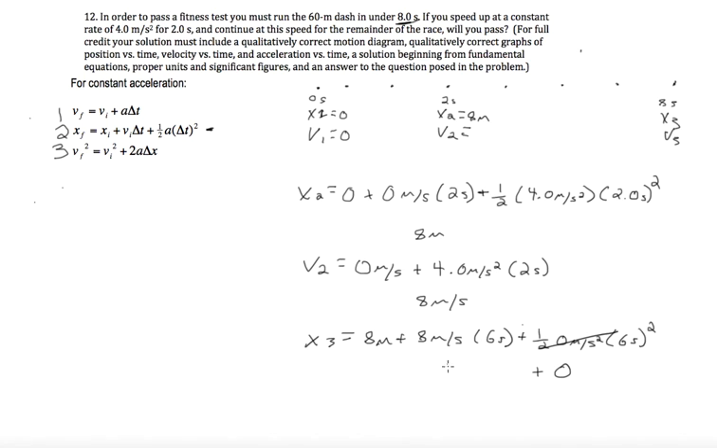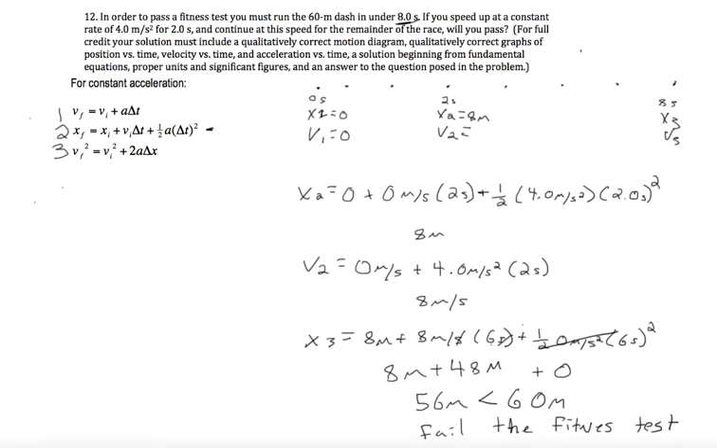And so 6 times 8 is 48. And units cancel. It's good. So 8 meters plus 48 meters is going to give us 56 meters, which of course is less than 60 meters. So we fail the fitness test.